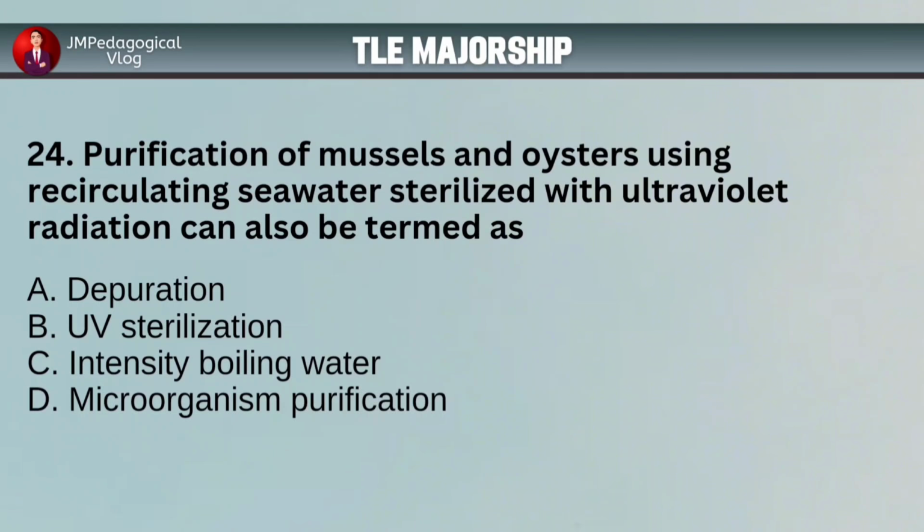24. Purification of mussels and oysters, using recirculating seawater sterilized with ultraviolet radiation can also be termed as A. Depuration. B. UV sterilization. C. Intensity boiling water. D. Microorganism purification.